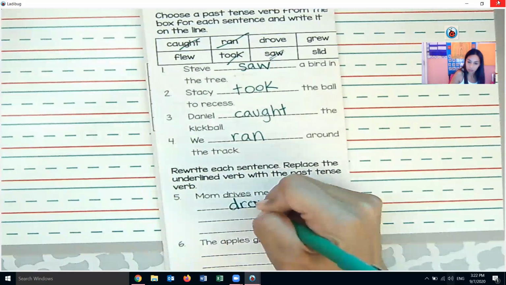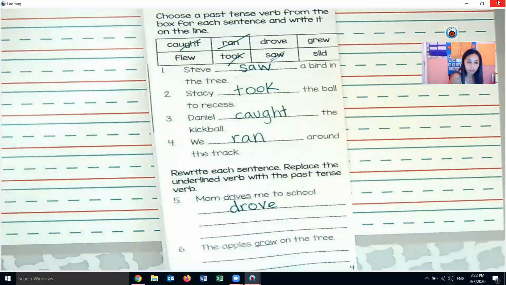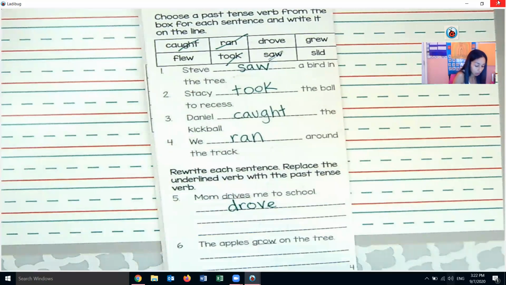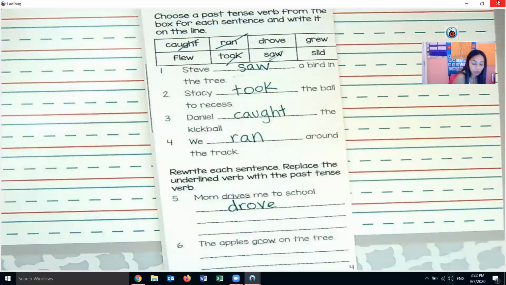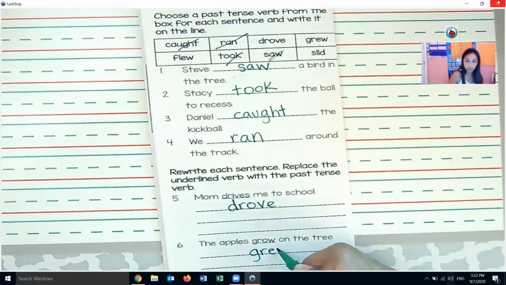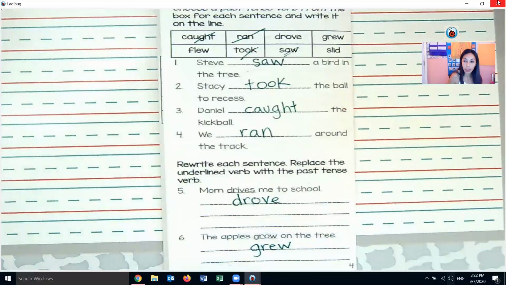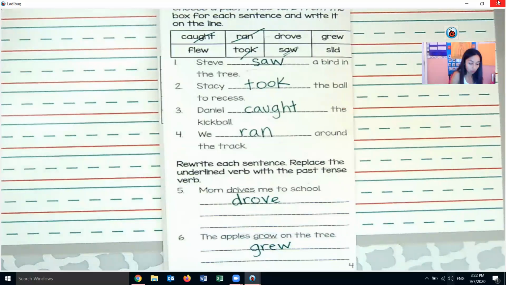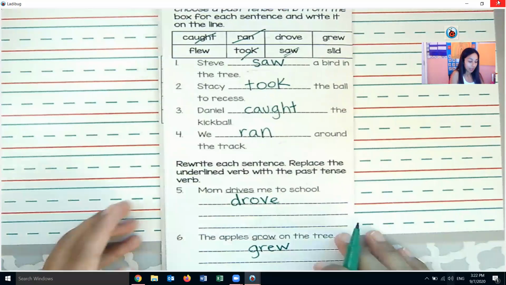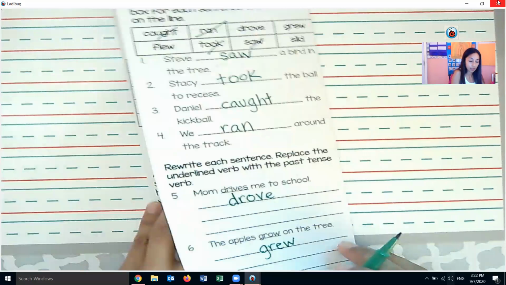So let's rewrite the sentence. I'm just going to write the word that we're changing. The apples grow on the tree. The apples grew on the tree would be past tense. Okay, in the piece you're doing on your own that I'm not helping you with is your sentences.